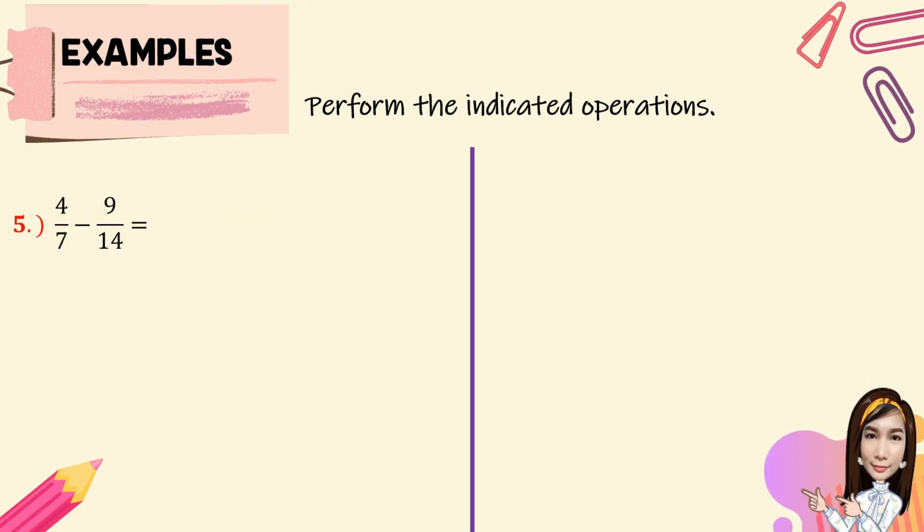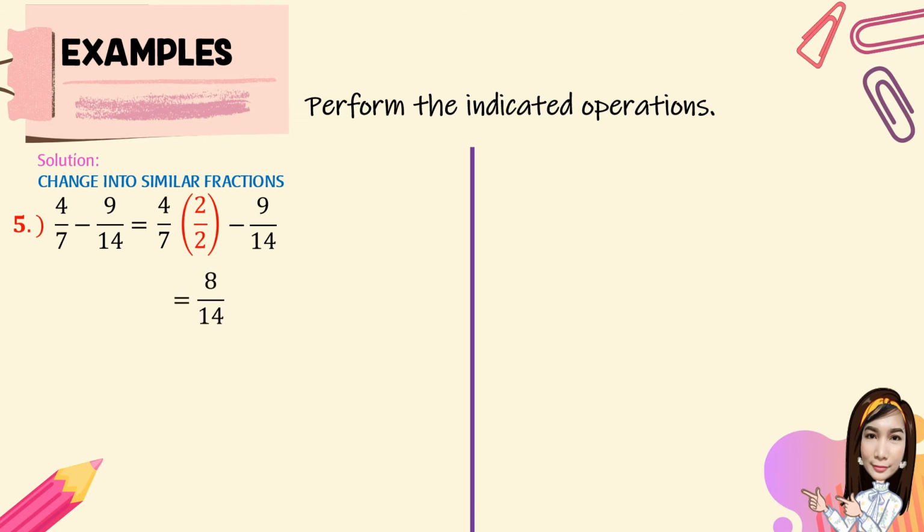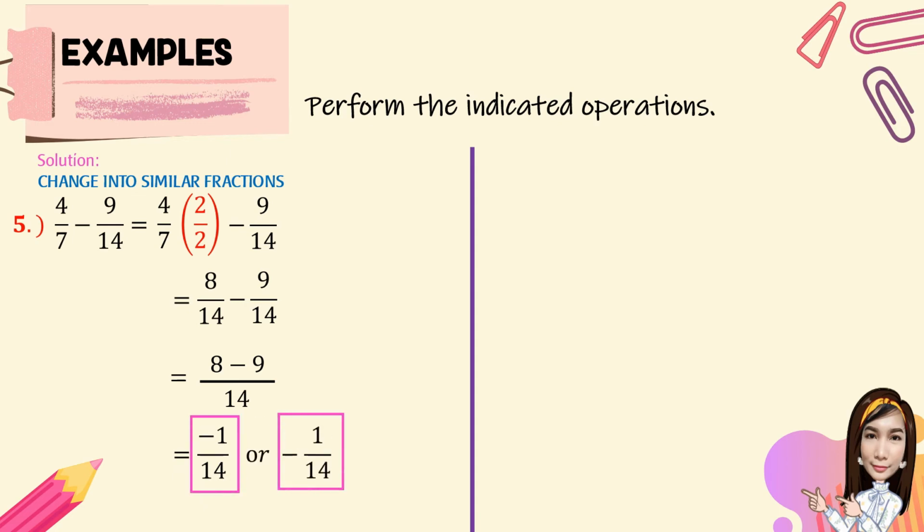For number 5, we have 4 over 7 minus 9 over 14. Change into similar fractions. So 4 over 7, we're going to multiply both numerator and denominator by 2. Then we just copy 9 over 14. So 4 times 2 is equal to 8. 7 times 2 is equal to 14. Minus 9 over 14. So as you notice, we already have the same denominator. So we subtract the numerator, 8 minus 9, all over. We copy the common denominator, 14. So 8 minus 9 is equal to negative 1 over 14. And that is the final answer.